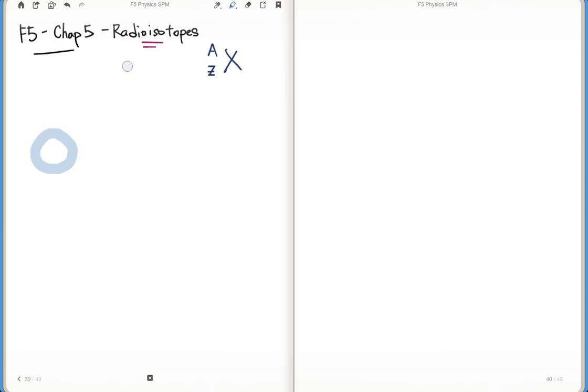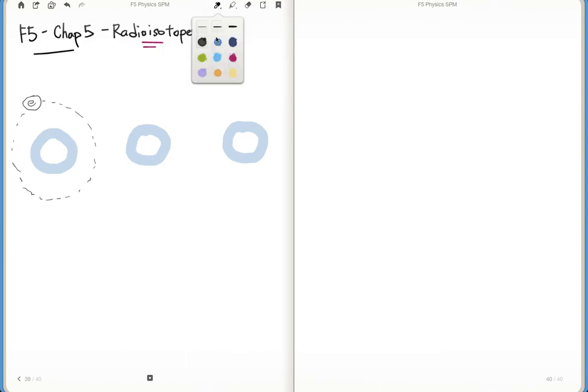Say for example, I have here the same element, hydrogen. This is the nucleus of a hydrogen. We have one electron in the outer orbit. I didn't actually draw the outer orbit, quite limited space here. So we expect to have one electron and one proton.